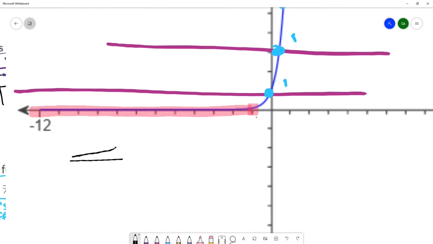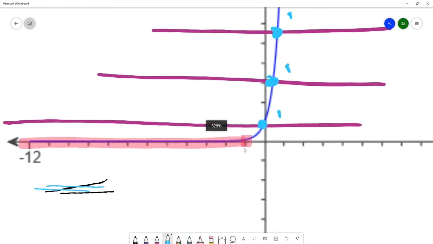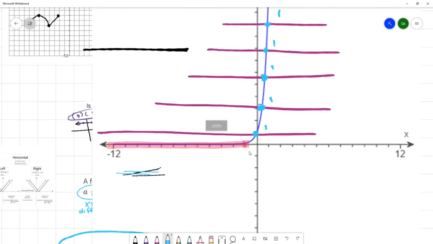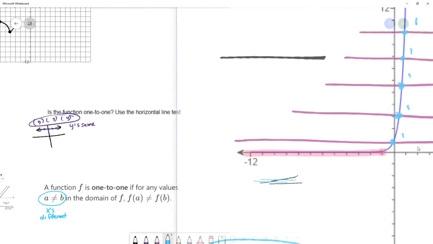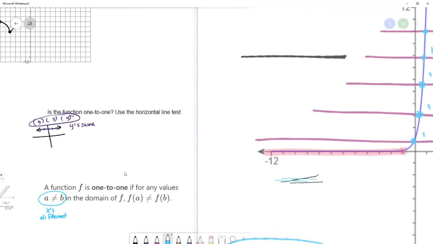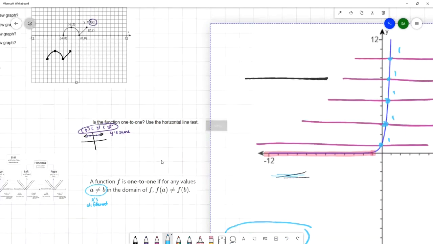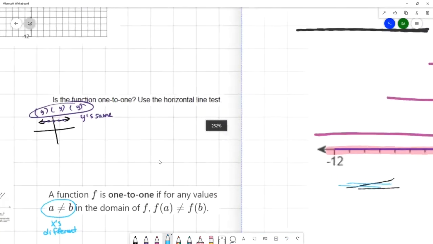And so what's happening to the graph is it gets closer and closer. It never reaches it. So when we do the horizontal line test here, we're only crossing in one place. So in this particular example, this function is a one-to-one function. I've zoomed this way too big. Sorry about that, guys. So this function is one-to-one.